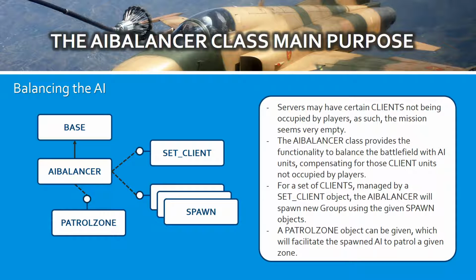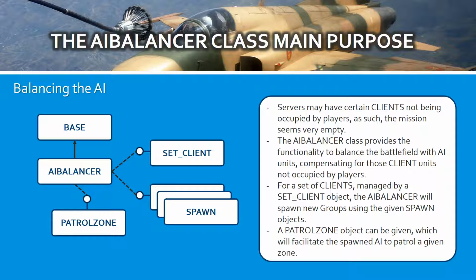Servers in the multiplayer environment may have certain clients not being occupied by players. So a mission may seem very empty when players join, and you don't want that. So the AI Balancer provides the functionality to balance the battlefield with active AI units, which are compensating those client slots not being occupied by players.